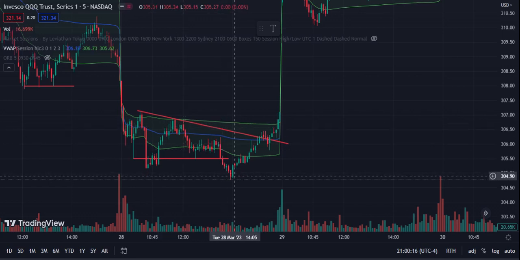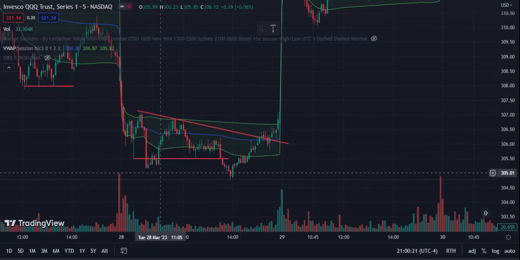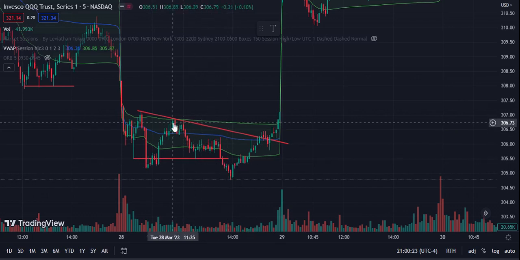And that could be your trade. And then it ended up for the rest of the day going higher. But you could sell at the low here. That could be your price target.